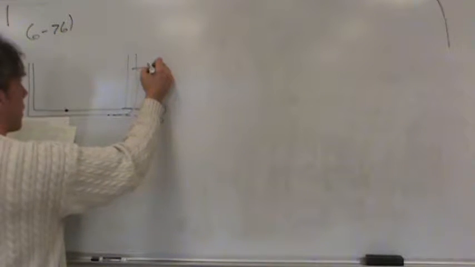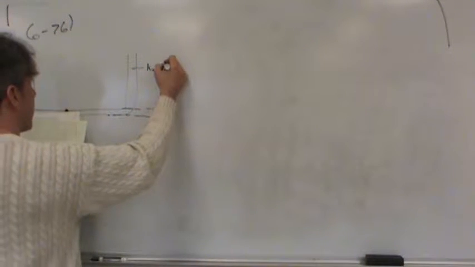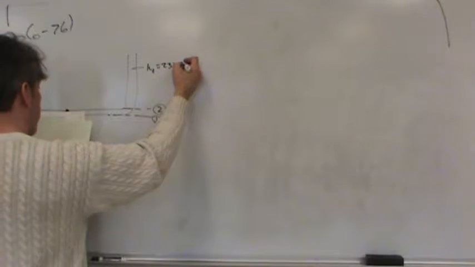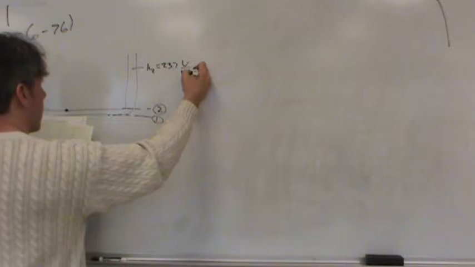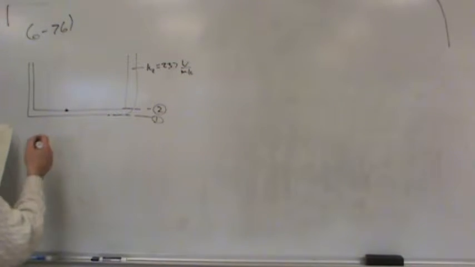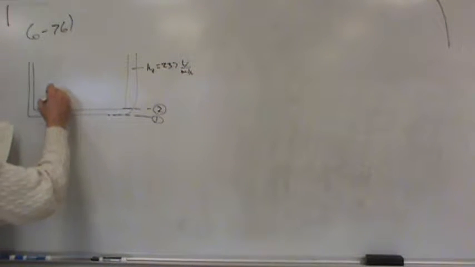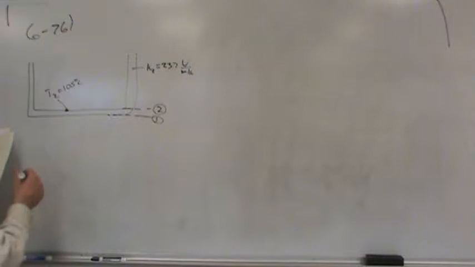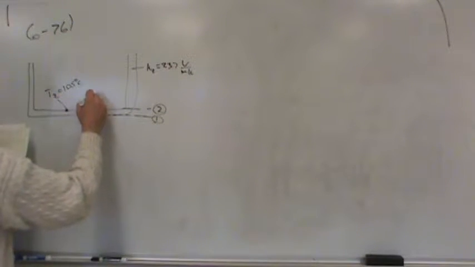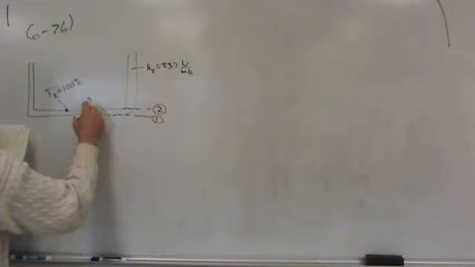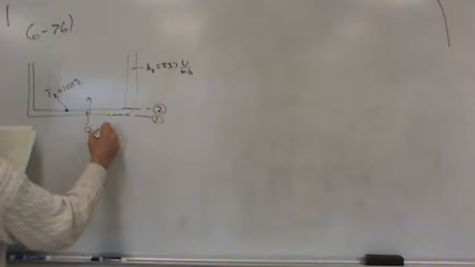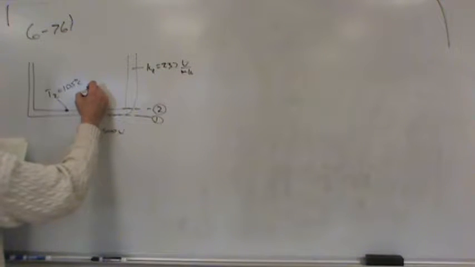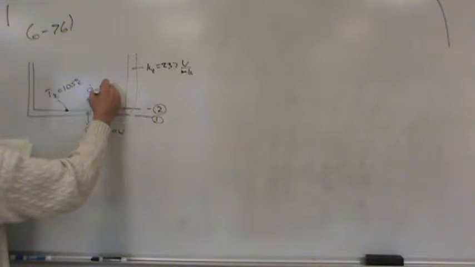The thermal conductivity K of the pan material is given as 237 watts per meter per Kelvin. And the temperature on the inside of the pan is 105 degrees Celsius. The heat transfer rate, Q dot 1, is 500 watts. And so, since energy is not created or destroyed, then Q dot 2 should be 500 watts as well.